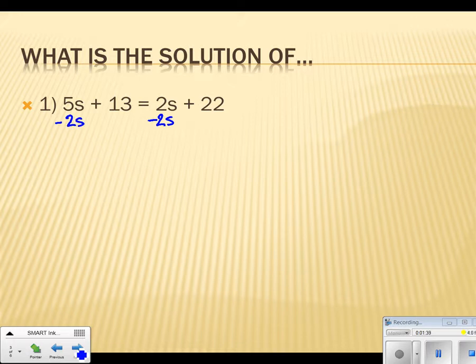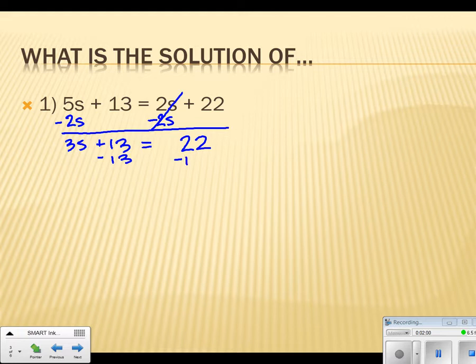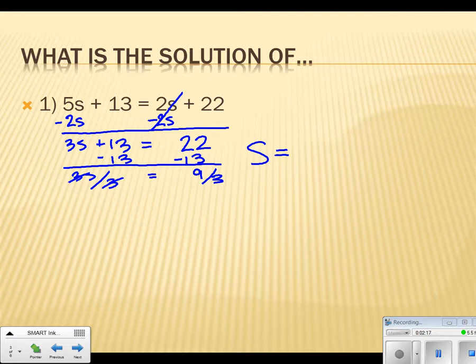because when I do this, I then have 3s plus 13 equals, now this is 0, and then it would equal a positive 22. So now I only have a variable on the left side. Subtract 13. 3s is the same as 22 minus 13, which would give me 9. And then divide both sides by 3. So the s is 3.